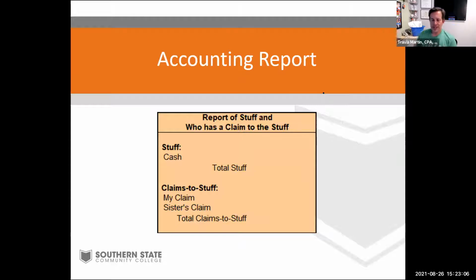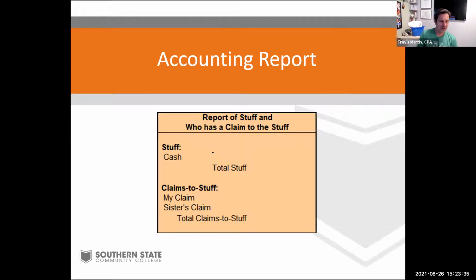The other thing we do in accounting, right? We do these transactions, we put them in the accounting system, and then we have to summarize them. Most of the time that happens at the end of the month, maybe at the end of the quarter, or at the end of the year even. But we have reports that we make that summarize everything in that accounting system. So our first report that I'm going to show you, and we're just going to call it right now a report of stuff and who has a claim to it. Very high-tech, fancy title there.